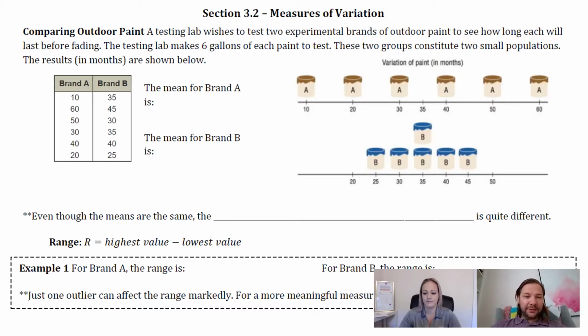Okay, so the mean for brand A would be 10 plus 60 plus 50 plus 30 plus 40 plus 20 divided by 6. So that's 210 divided by 6. So I think that's 35 months was the mean for that brand's fading. Now for brand B, we do the exact same process. You add up all these data values, and you also get 210. When you divide by 6, you get 35. And so we get the exact same mean, okay?